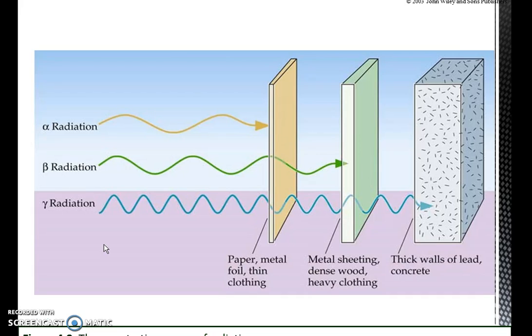Also, to give you an idea of the difference between these types of radiations, alpha radiation is the weakest and can be stopped by paper or thin foil. Beta radiation can go through that, but can be stopped with metal sheeting or dense wood, heavy clothing. Gamma radiation can go all the way through and needs thick walls of lead or concrete.